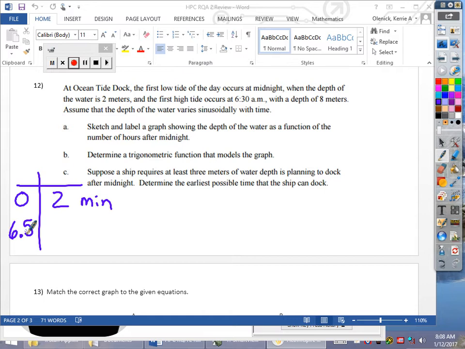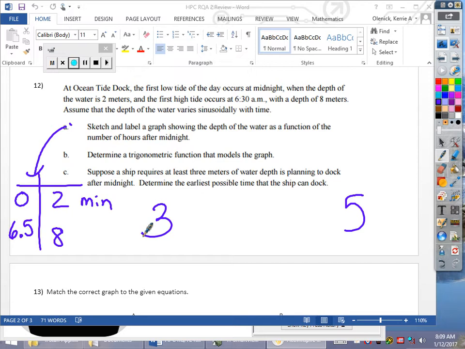And it is how deep? 8. Okay, so what is my 0 going to be? 5, because 8 plus 2 is 10, divided by 2 is 5. It says sketch. I didn't give you graph paper, so I'm looking for the table, and I'm looking, can you identify the pieces? So we're focusing on part B, okay? So 5, what's my amp? 8 minus 2 is 6, divided by 2 is 3.